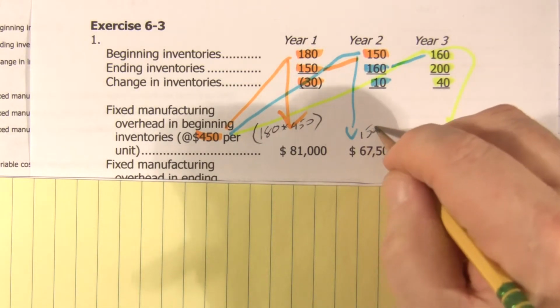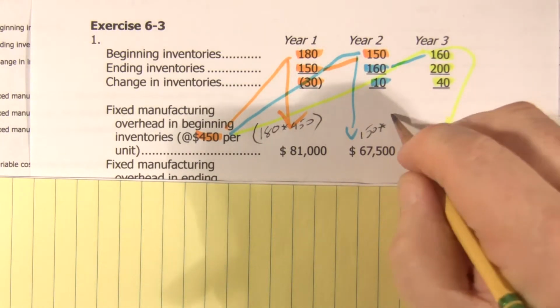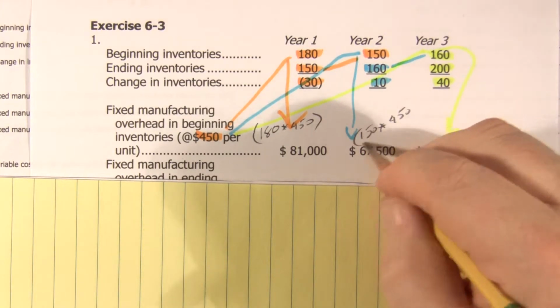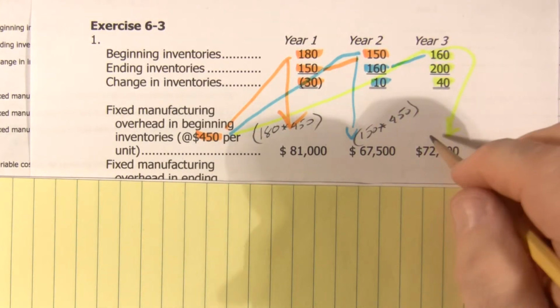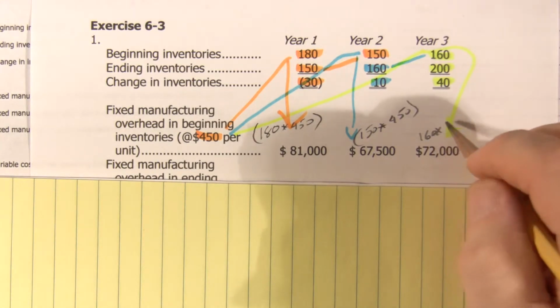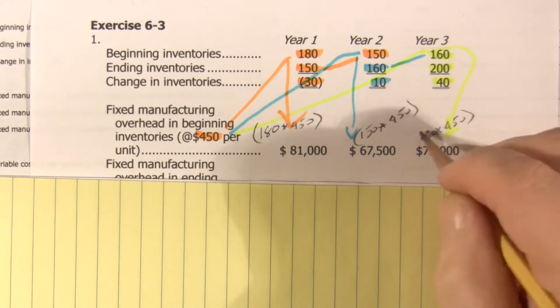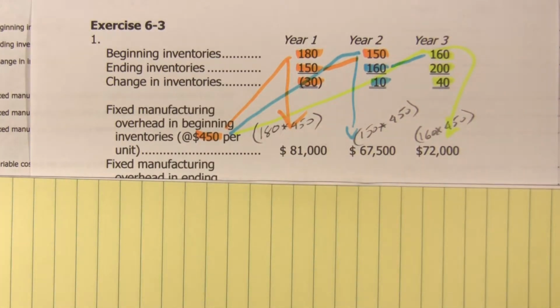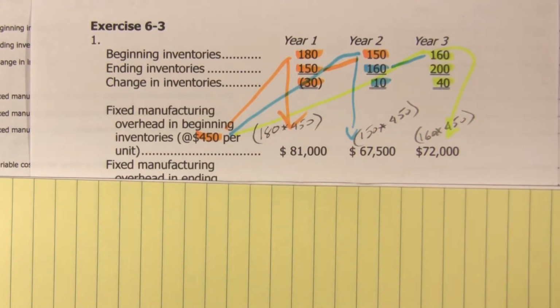And you can check the number out for yourself. This is 150 times 450, and this is 160 times 450. That's how we came up with the value of fixed manufacturing overhead essentially stored in the inventory.